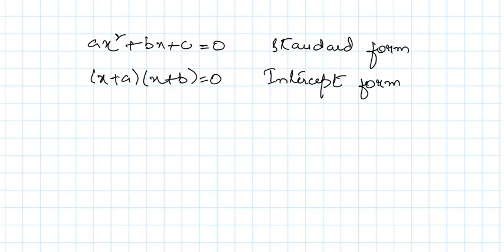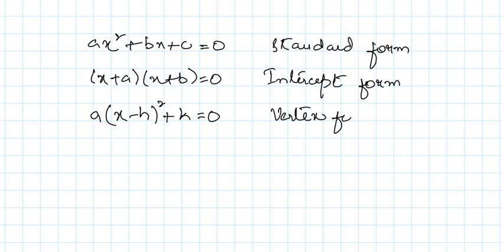Okay. The third form, which is the most important one, is a(x minus h) whole square plus k equals 0. This is called vertex form. Why we are calling it vertex form, I will let you know. If I want to convert standard form into the vertex form, I have to use a method which is called the completing square method. Right, today we will discuss the completing square method.